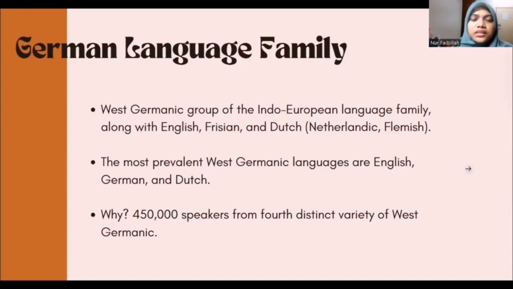People have mistaken the German language as the first language of the West Germanic group, but it actually is not. English is the first language under the West Germanic group. There are a total of 450,000 speakers from 4 distinct varieties of West Germanic. The 450,000 speakers show why West Germanic has a lot of subgroup languages under it.